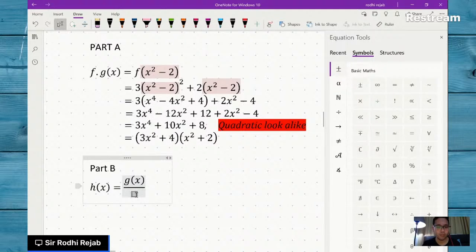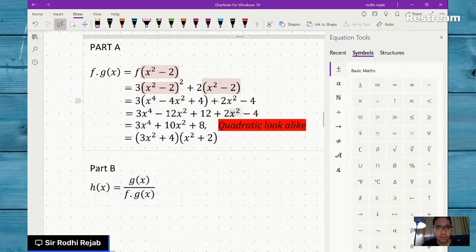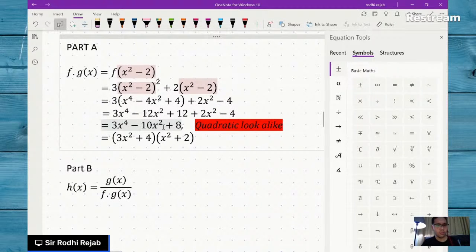And negative 10x squared. Ew, did I make a mistake? Yeah. Goodness. Sorry. My bad. I'm sorry. I'm only human.